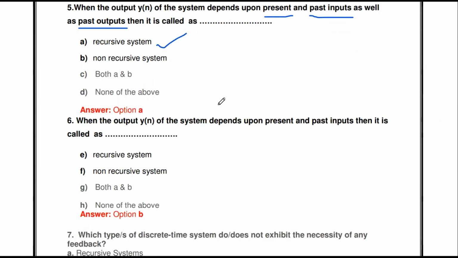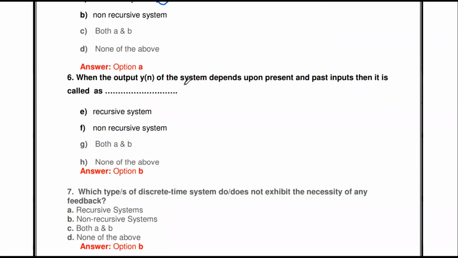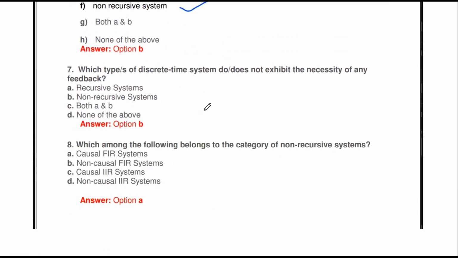Okay. Then the next question: when the output y of n of the system depends upon present and past input, then it is called a non-recursive system. So for a non-recursive system, the output depends upon present and past input only, and it does not depend upon the past output. So it is a non-recursive system.